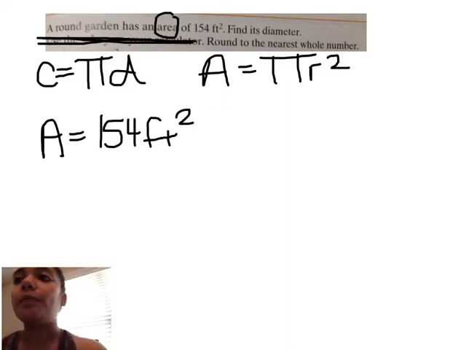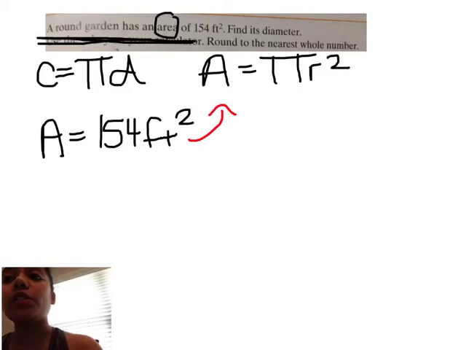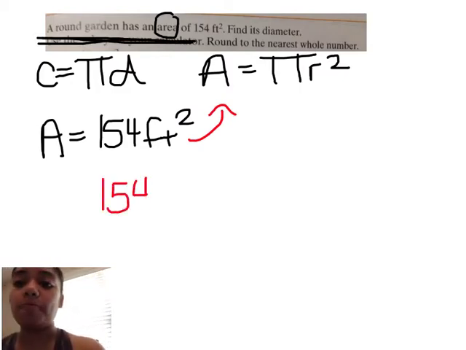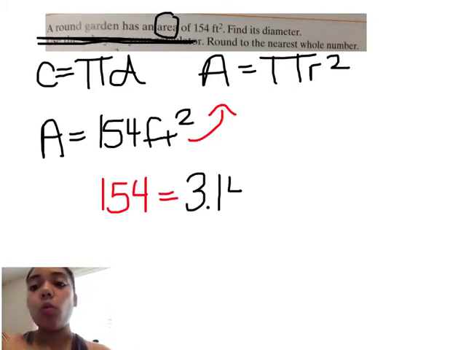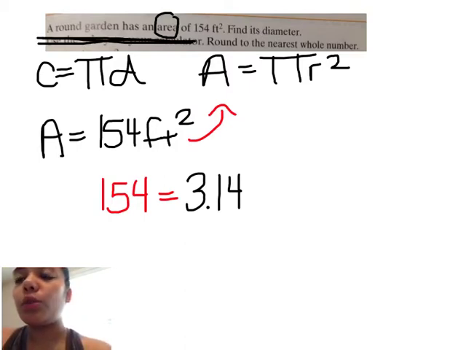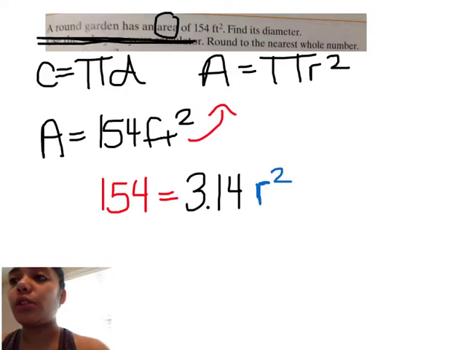Okay, so this is a little bit more difficult than what you learned. Well, it is the same thing that you've been learning whenever I taught you circumference and area. It just goes up one more step. Okay, a round garden has an area of 154 square feet. Find its diameter. I don't want you to use the pi key on your calculator. Round to the nearest whole number.